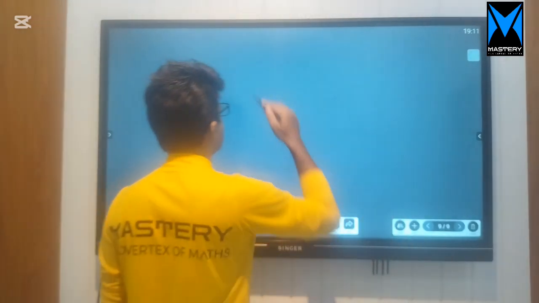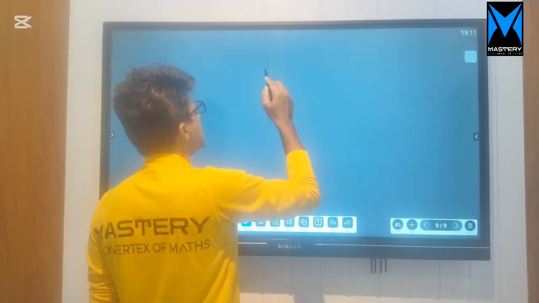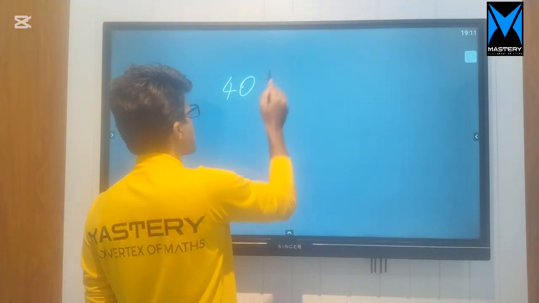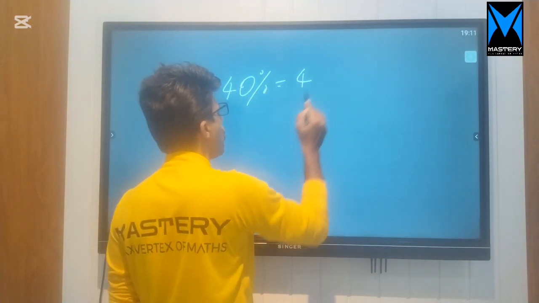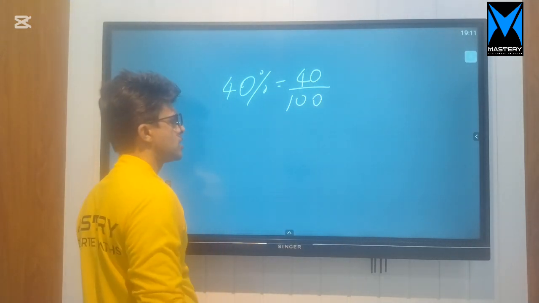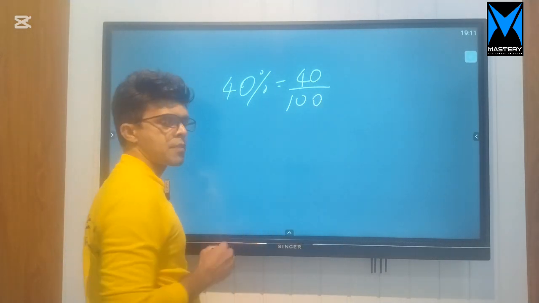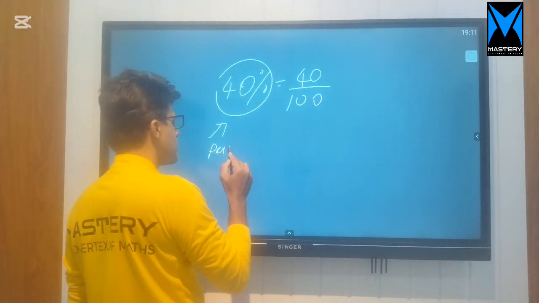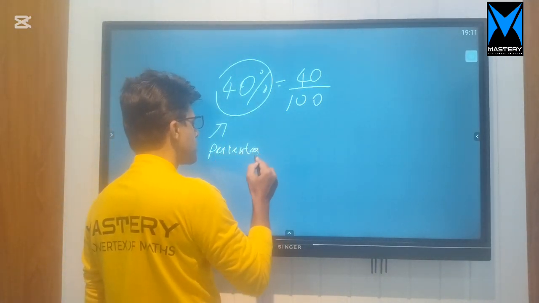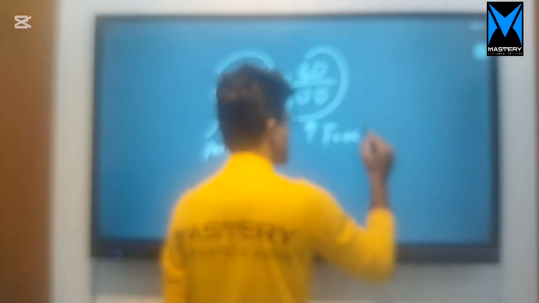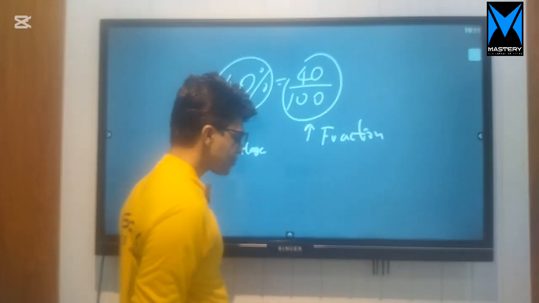So think of this one. How do you write this one as a percentage? 40 over 100. This means a percentage can be written as a fraction. Here is a percentage, here is a fraction. So a percentage can be written as a fraction.